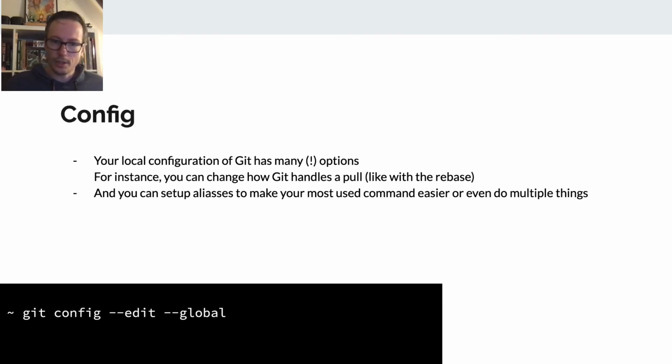Another tip is to check out your Git configuration. There are a lot of options there, for instance, how Git handles pulls and rebases. But you can also set up some aliases here, so you don't have to type as much. You can add a couple of commands yourself.